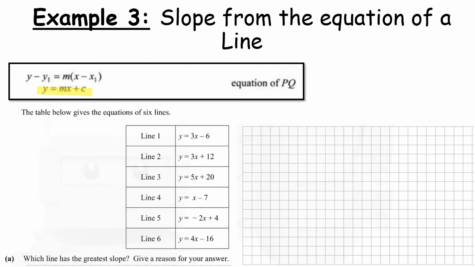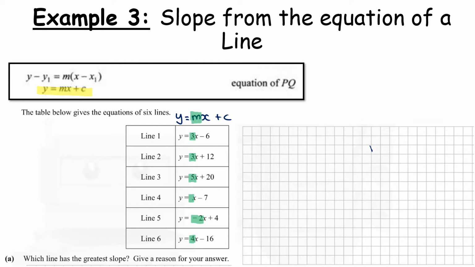So we're working now to see if we can get the slope from the equation of a line. The table below gives 6 different equations. Which line has the greatest slope? And give a reason for your answer. So I'm going to work with y equals mx plus c. When I'm given an equation in the form y equals mx plus c, there are 2 things I can pick out very quickly. The first is the slope, m. It is the coefficient of x. So here I have 3, 5, we'll talk about this one in a second, minus 2 and 4.